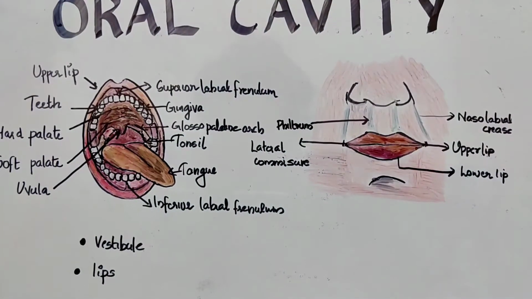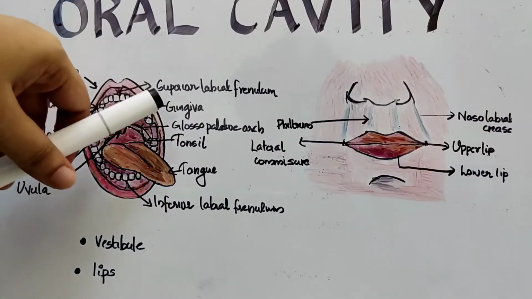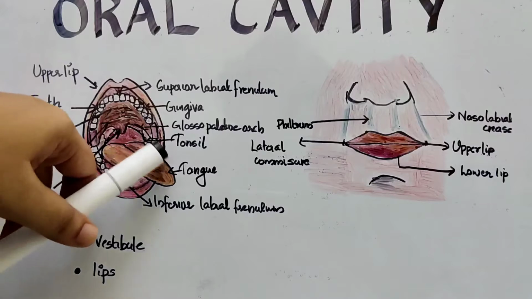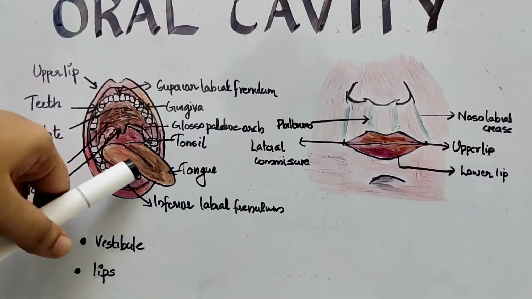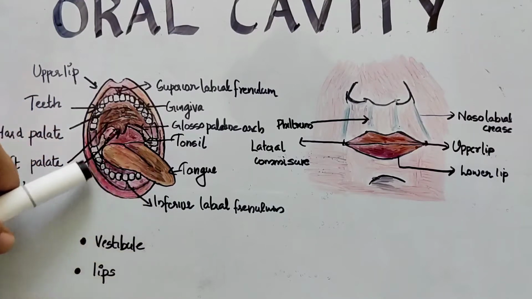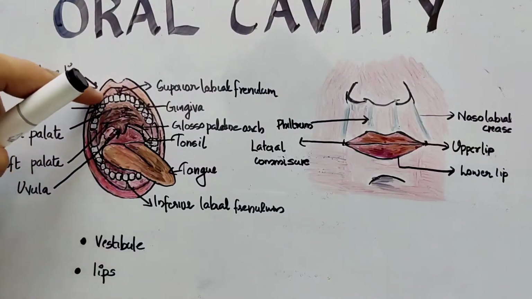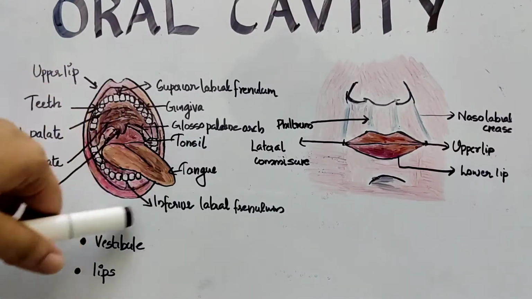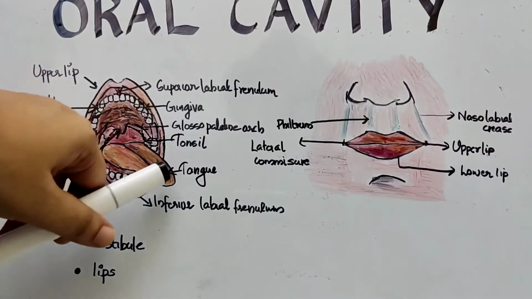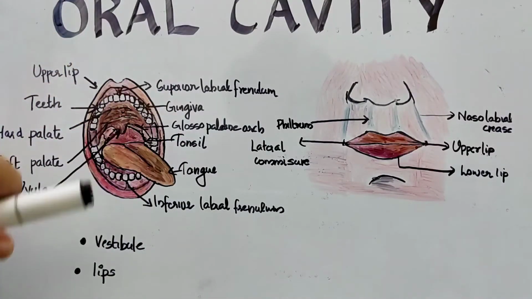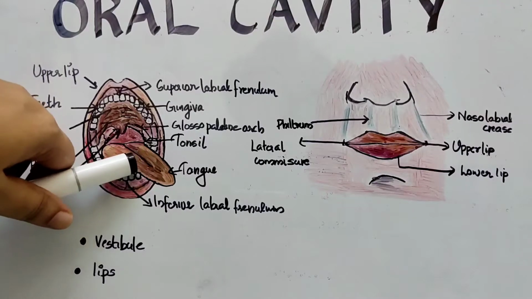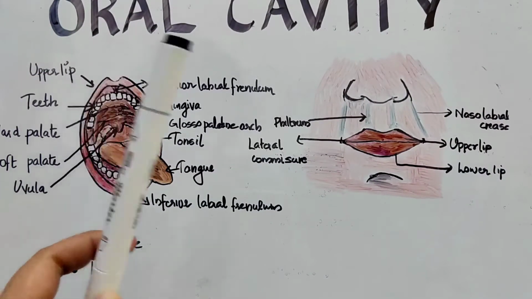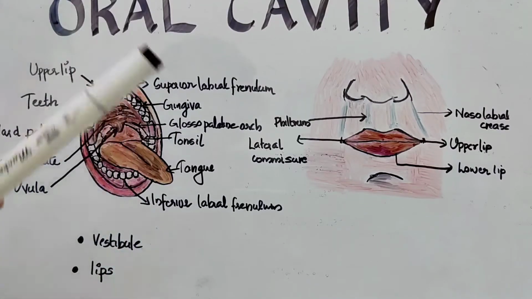In this figure I have drawn the picture of an open mouth. This is the lips and this is the tongue, and the space between the teeth and the lips is called the vestibule. Externally it is bounded by the lips as well as the cheeks, and internally by the gums and also the teeth. The vestibule communicates to the exterior by the oral fissure.